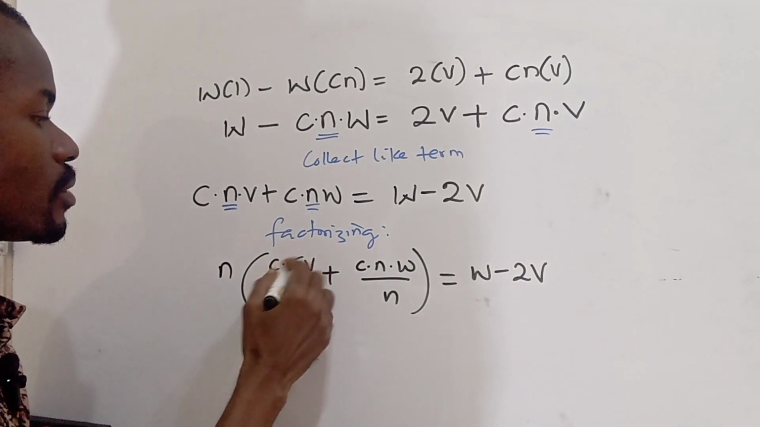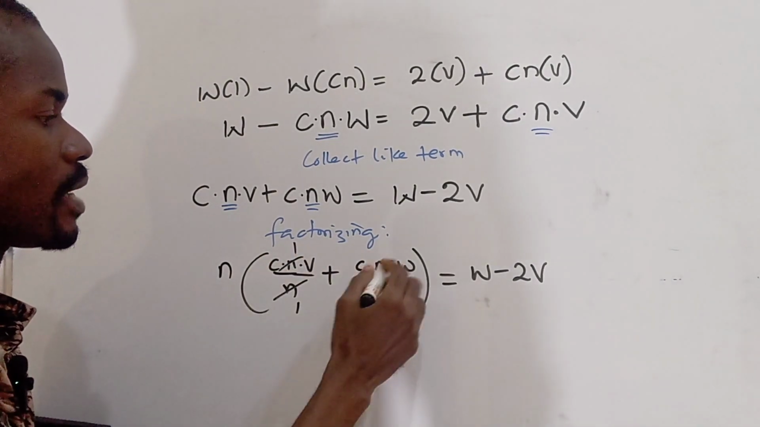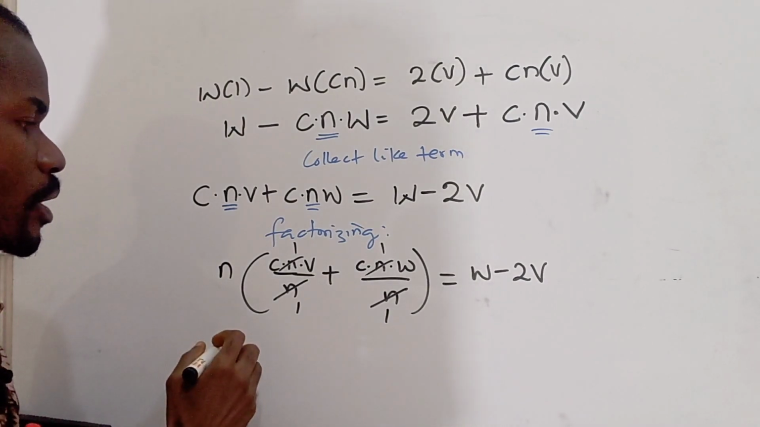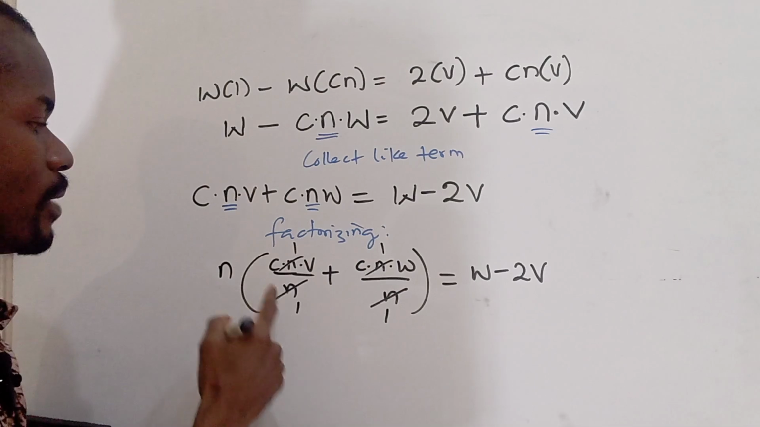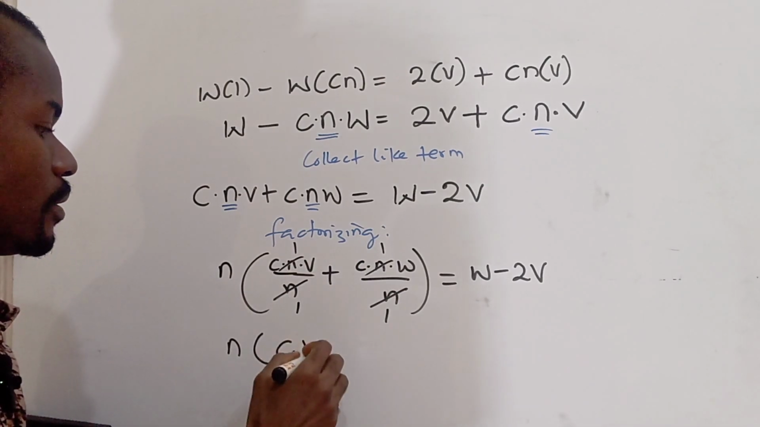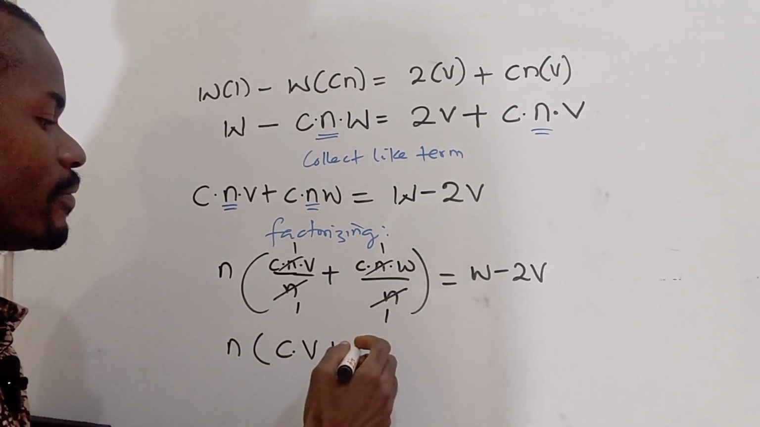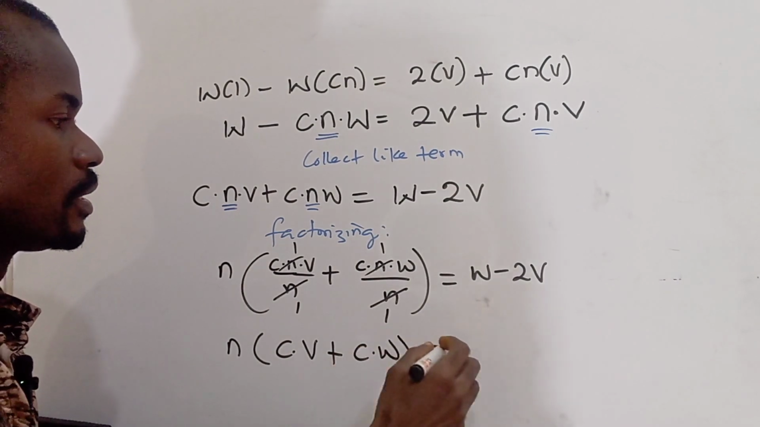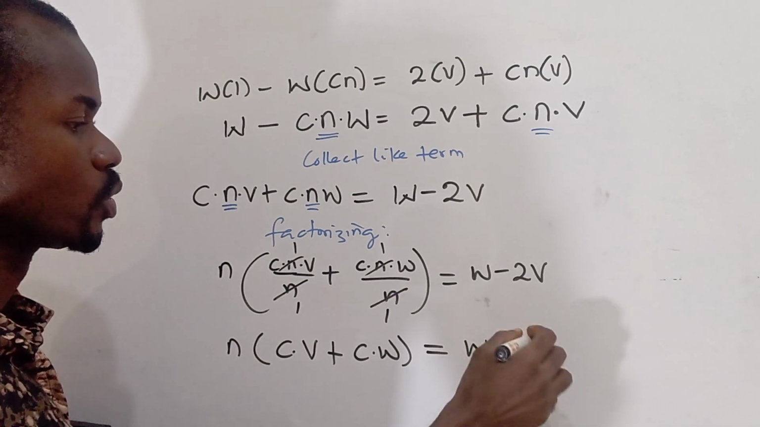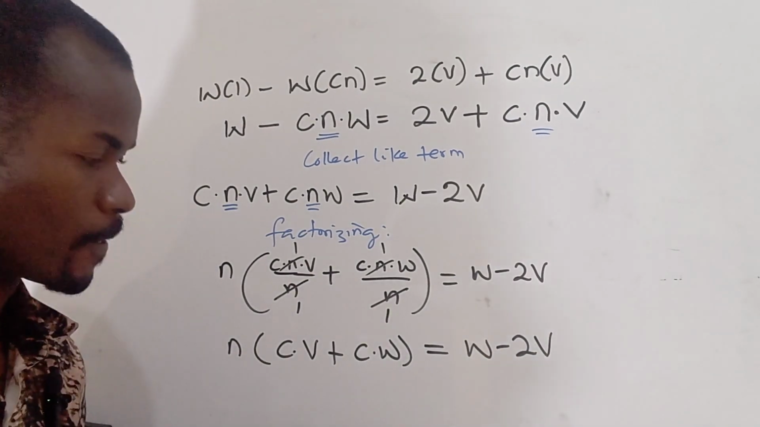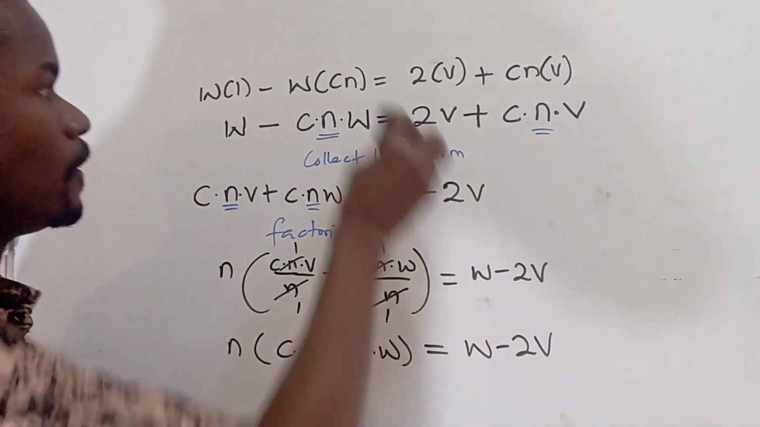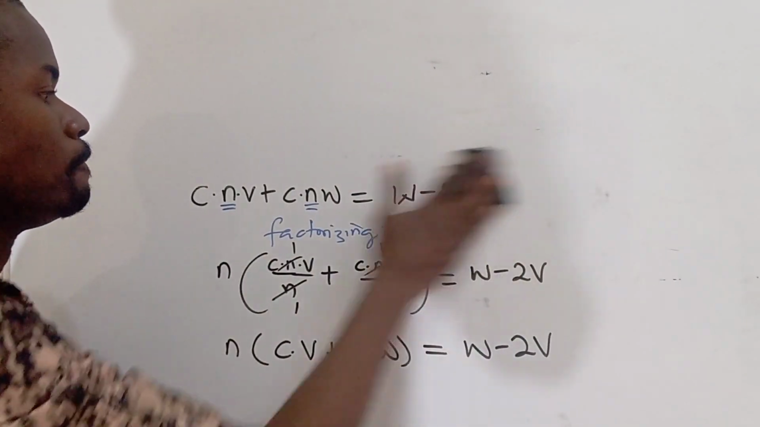So N is going to cancel out the N here. N is going to cancel out the N here. So we have our N multiplied by CV plus CW equals our W minus 2V. Okay, so we are very, very close to our solution to this problem.